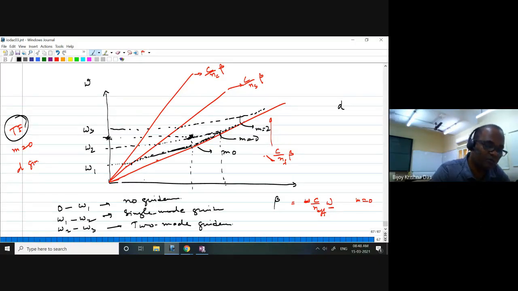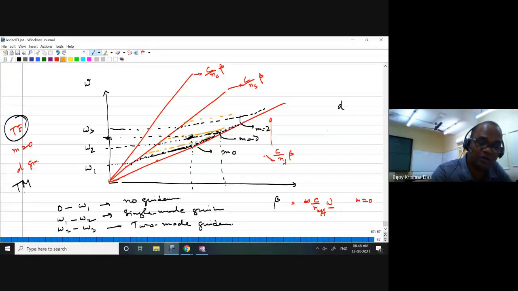Similar thing you can also plot for the TM mode in the same curve. Then you can get maybe another one. Another solution for n equal to 0, you will be getting something like this. This is for the other polarization, and another one for the second mode. So it will be something like this probably.